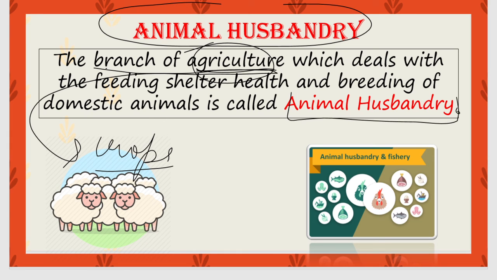Husbandry basically means the work that a husband does in a house. Work is done by the husband, so he works. Likewise, the cows and all these animals work in the field to give money. So yes, it is called animal husbandry.